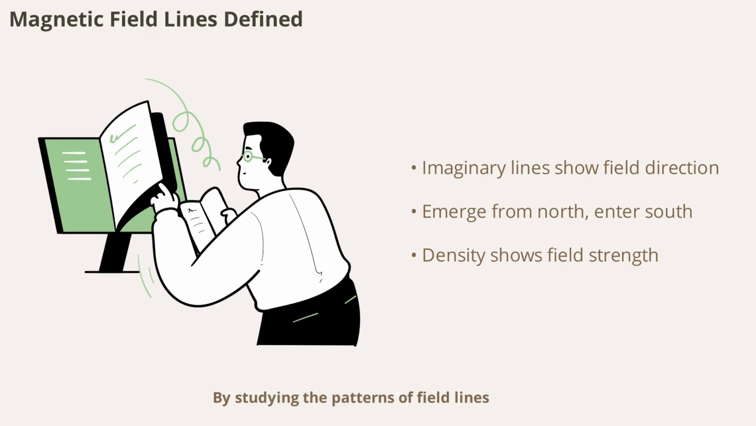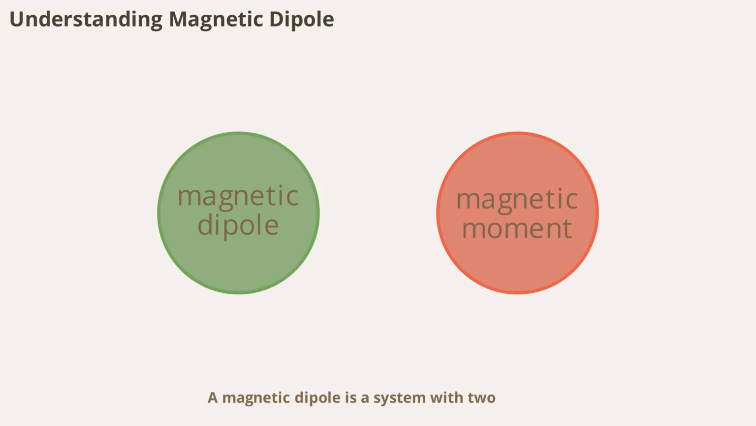By studying the patterns of field lines, scientists can predict how magnets will interact and how materials will respond to magnetic influences. A magnetic dipole is a system with two equal and opposite magnetic poles separated by a distance. The simplest example is a bar magnet, which has a north and a south pole.